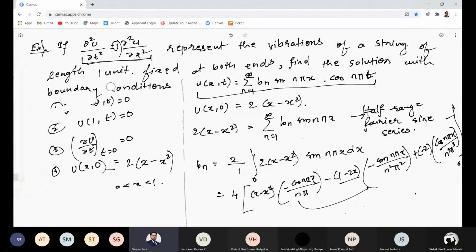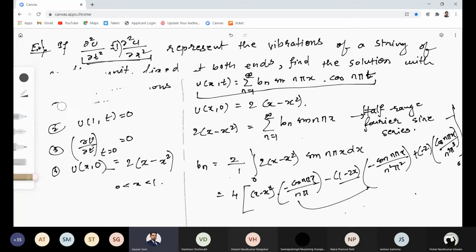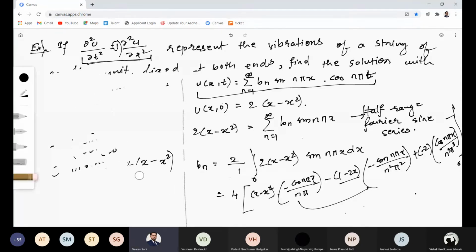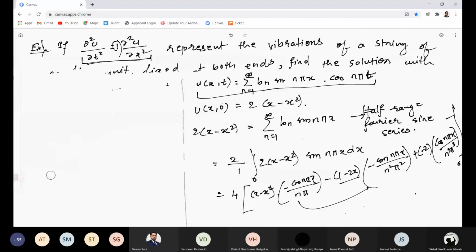So I can rub this part now. When you put the upper limit, what do we get? 1 minus 1, the first term will become 0. In the second term, you will get sine n pi. So again it is 0.